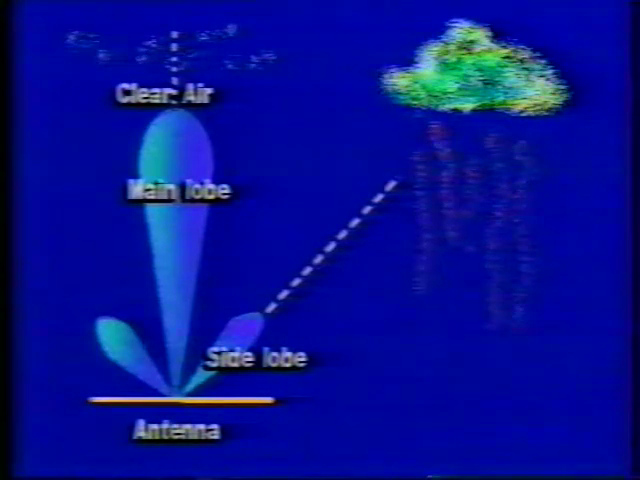And if one of those side lobes should be looking at a strong signal, for example a rain shaft, while the main beam was receiving signals from the clear air, we might have the case where the rain signal through the side lobe was stronger than the desired signal through the main lobe. And in that case, we would have a serious problem.